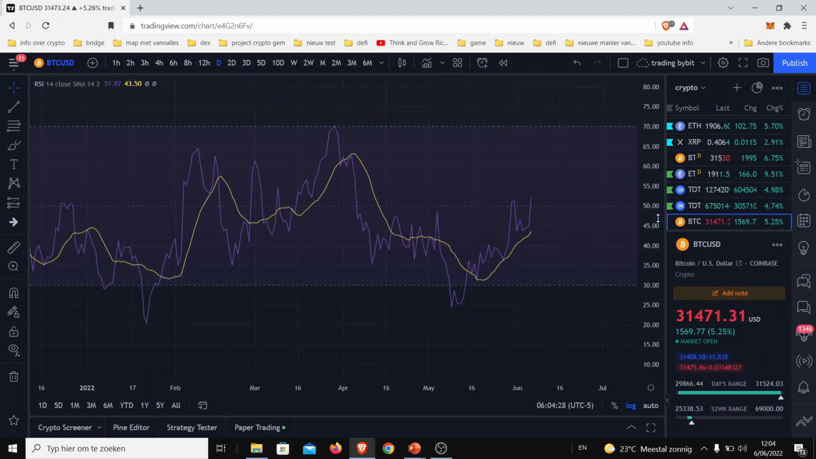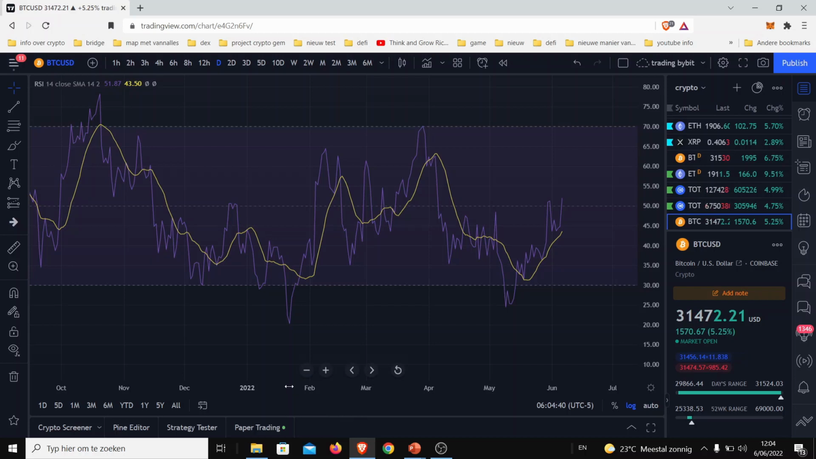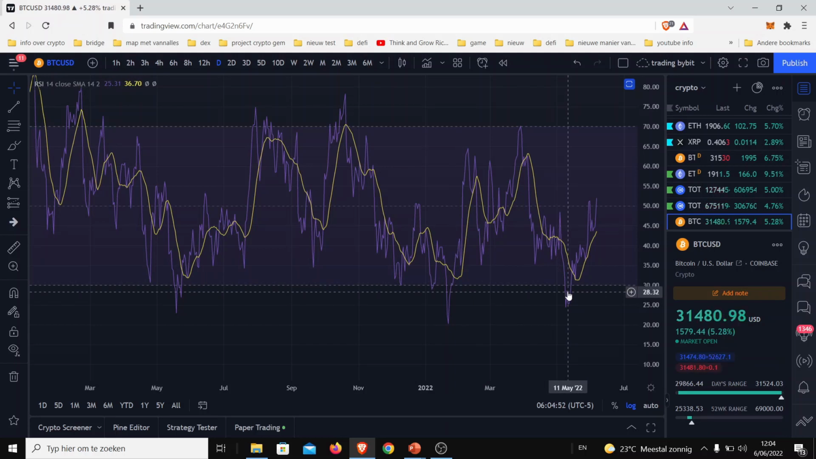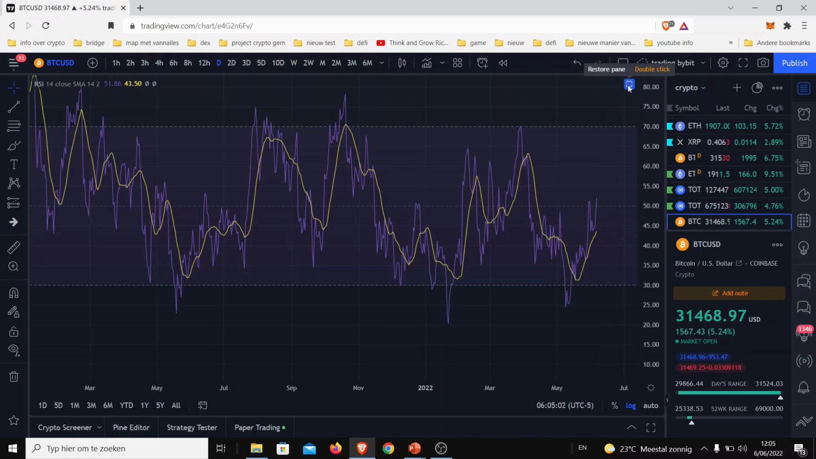A sell opportunity is when it hits almost 70, but Bitcoin can go to 80, 85 too sometimes, but not a lot. If you go back in time, you will see, if I zoom in to this, that it has not gone under the 30 a lot. You can see it almost never went under it. And if it does go under it, that means you have a very nice buying opportunity to take a long position.